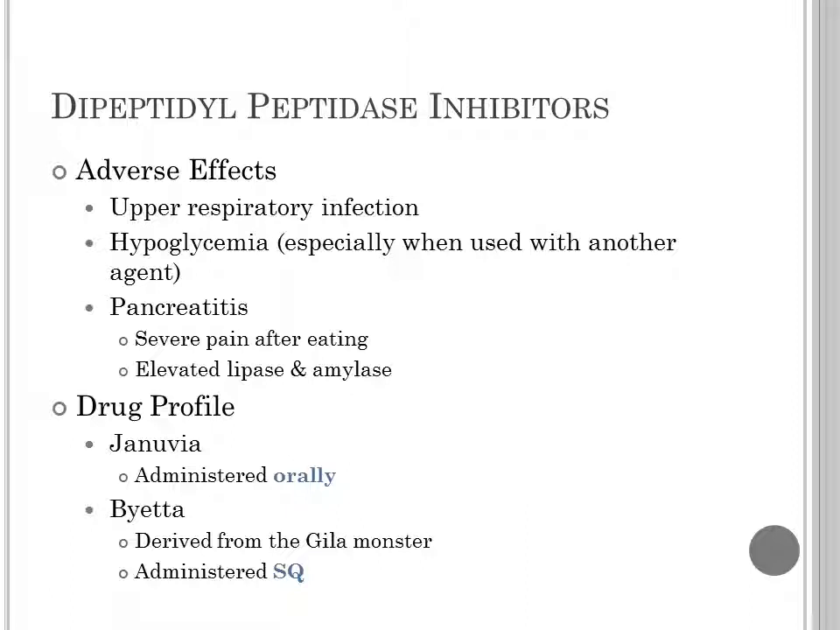We've got a couple medications that come from really weird sources that I have no idea who thought would be a good thing to try, but they did and it worked, and here we are. The other medication within this category is Januvia.